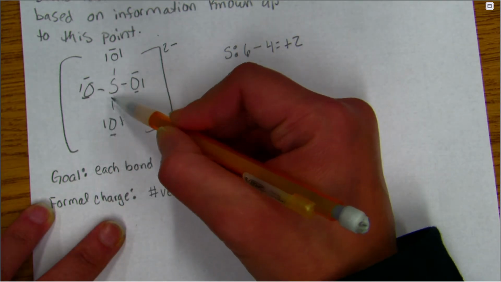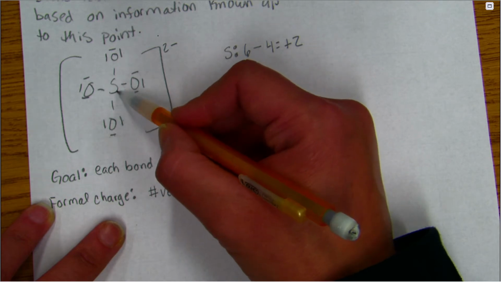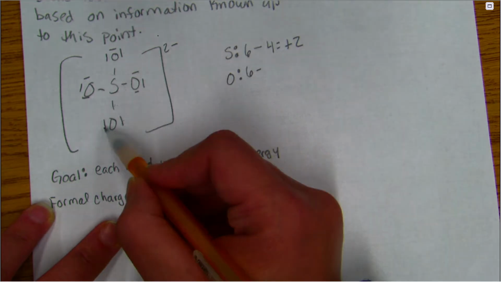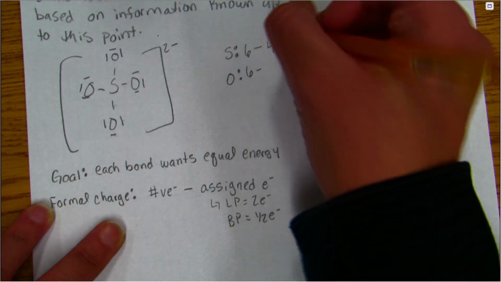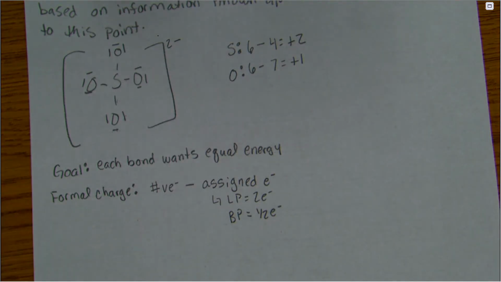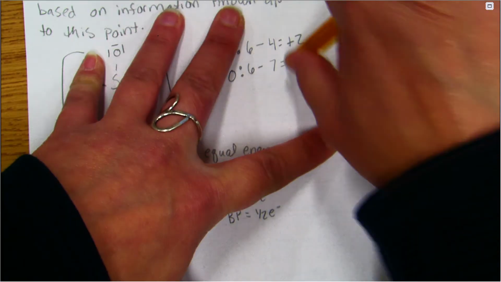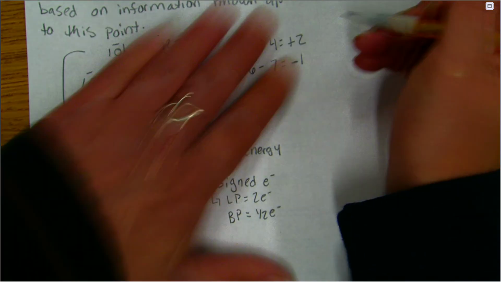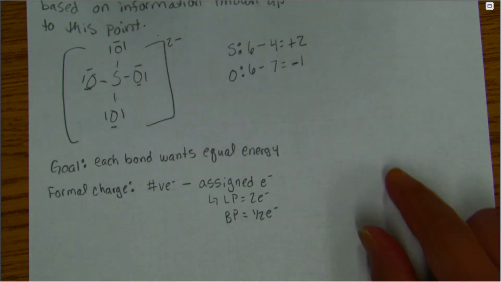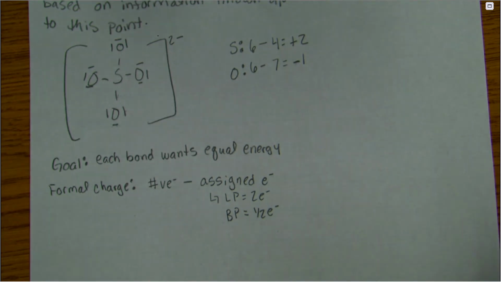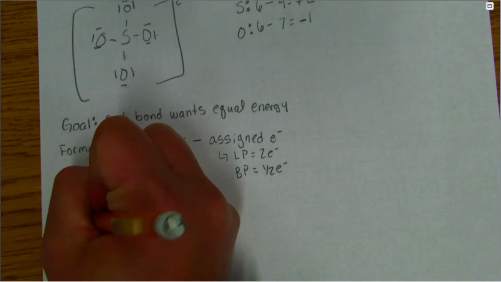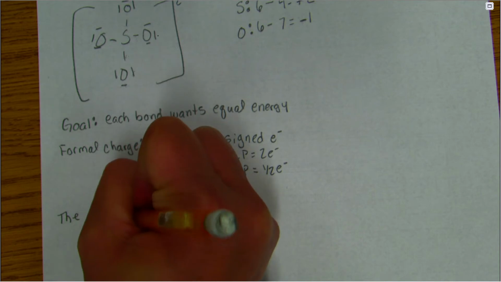Now, oxygen is sharing 2 electrons with sulfur. So since it's sharing, we're going to divide that in half. Half of 2 is 1. So we have 2, 4, 6 plus 1 is 7 total electrons. So oxygen has a formal charge here of minus 1. Now, our goal is to try and get as close to 0 as possible. So the closer the formal charge is to 0, the more energetically favorable.